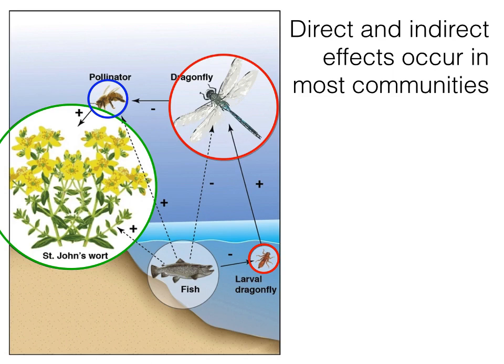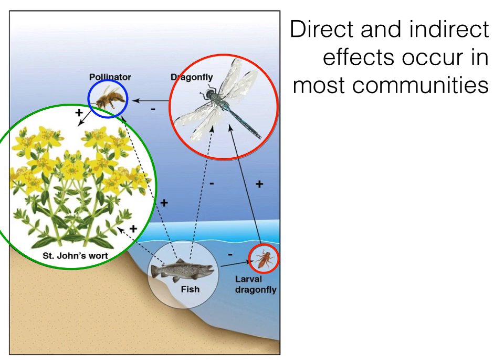As a consequence, ponds without fish had fewer bees, flies, and butterflies visiting plants along the shoreline. Because the prey of dragonflies are pollinators of plants, this reduced potential seed production in at least one species, and that's shown here again as St. John's wort.